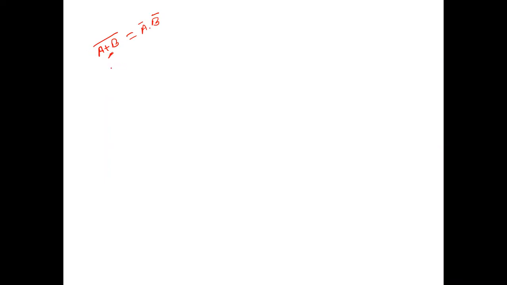Another law, suppose this (A dot B) bar. So now this becomes the plus. The formula is the same: break this bar, A bar, and change this value. This dot becomes plus, so A bar plus B bar. These are the two laws. These are the DeMorgan theorems.